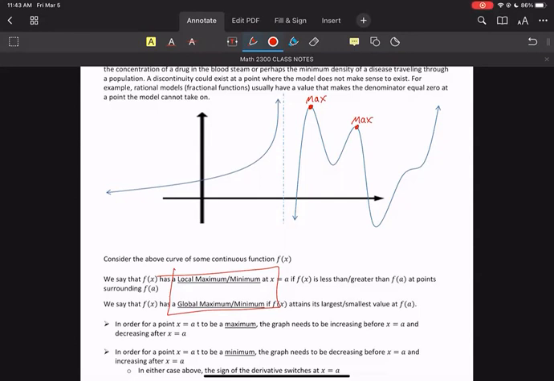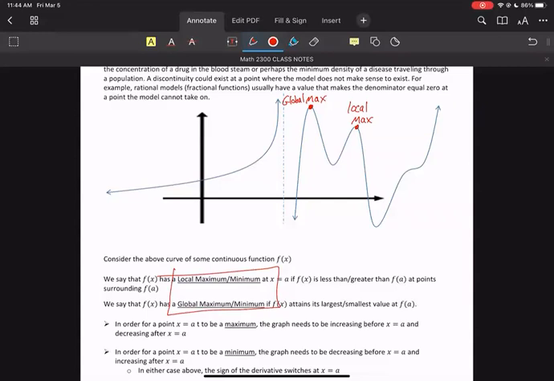Global means that one of them is the biggest, right? So think about the biggest on the globe compared to just the biggest around you, right? So this one on the left is the global max because it's the biggest one. It's the biggest peak, right? And the other one would be the local max. And so it's important to note that every max is a local max. And what I'm saying is there's only one global, okay?